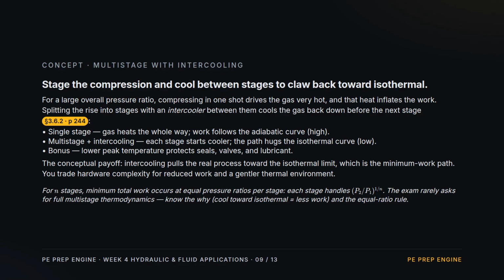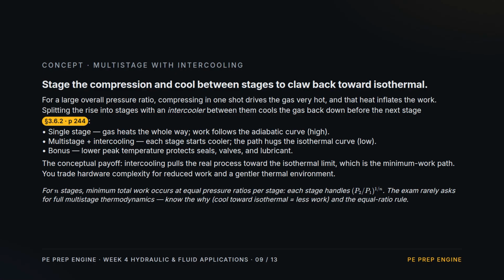For a large overall pressure ratio, doing it in one shot drives the gas very hot, and that heat inflates the work. The fix is to split the rise into stages with an intercooler between them, cooling the gas before the next stage. A single adiabatic stage rides the high curve. Multi-stage with intercooling hugs the lower isothermal curve, the minimum work path. You also win a lower peak temperature, protecting seals, valves, and lubricant.